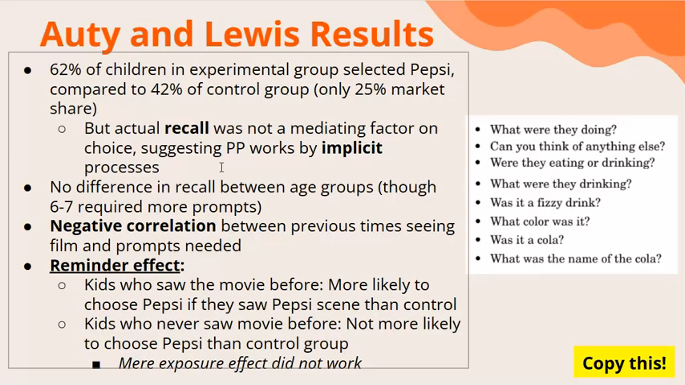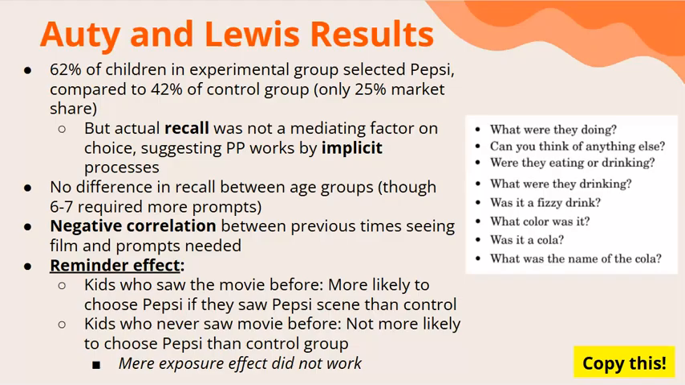But what they found was evidence for a reminder effect. And here we had to break out between the kids who had seen the film before and the kids who had never seen it. So kids who had already seen Home Alone were more likely to choose Pepsi if they were in the experimental Pepsi scene. But when we took kids who had never seen the movie before, they were not any more likely to choose Pepsi, even if they saw the Pepsi scene. The mere exposure, the one exposure to Pepsi, did not work significantly on them.